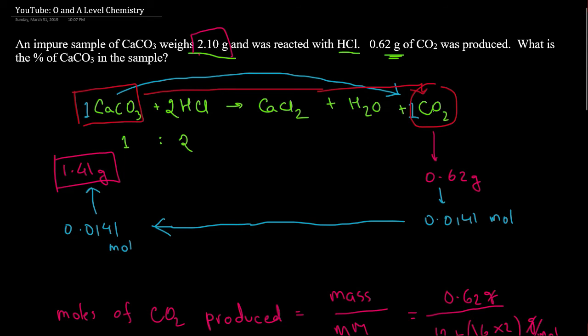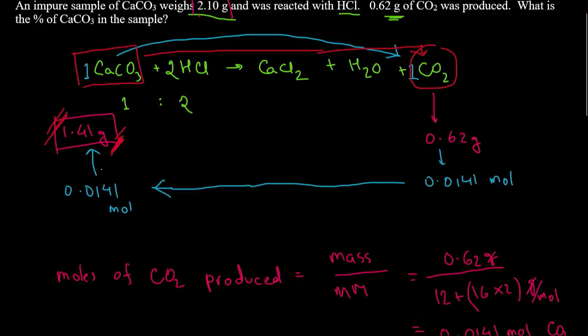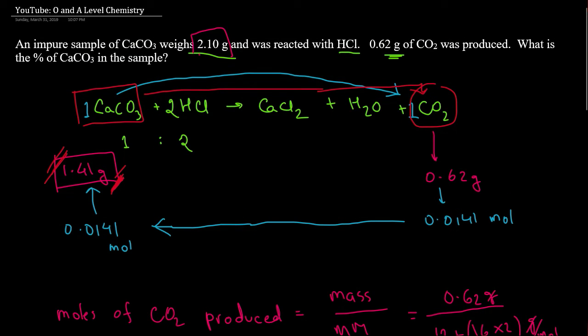So to summarize, we figure out the amount of CO2 produced. In chemistry, when we say amount, we basically mean moles. And then we use the mole ratio to figure out the moles of CaCO3 present in the sample. And from the moles, we can figure out the mass of the CaCO3 in the sample. So this is only CaCO3, nothing else. This is pure CaCO3. That way, we're going to solve these types of problems.